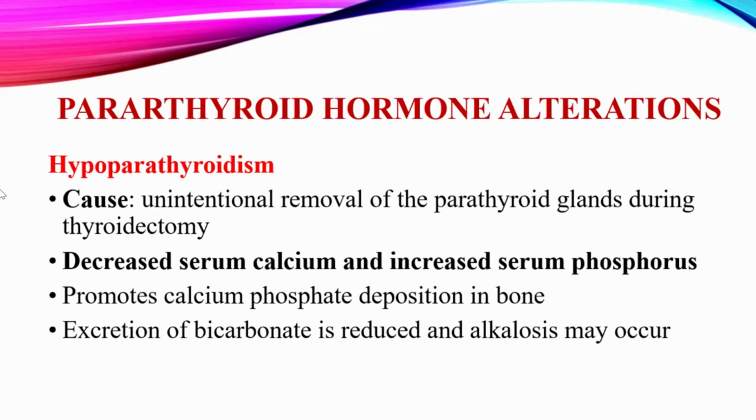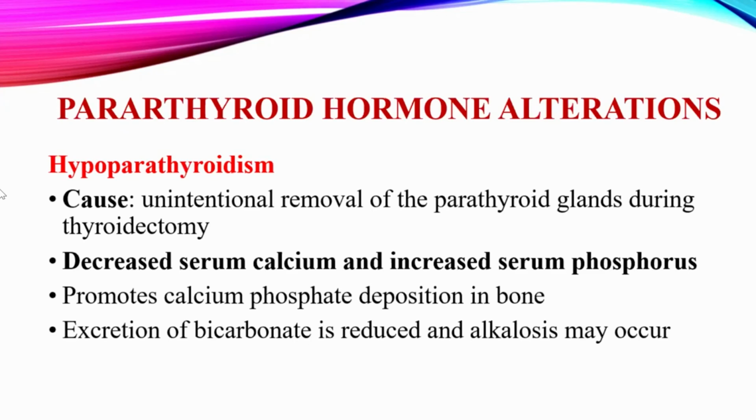Along with the thyroid gland, there is a high chance of removing the parathyroid gland also, since the parathyroid glands are attached to the thyroid gland. When persons have hypoparathyroidism, it is characterized by decreased serum calcium and increased serum phosphorus. So hypocalcemia and hyperphosphatemia are the characteristics of hypoparathyroidism.